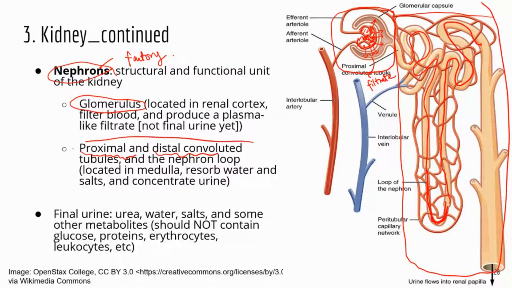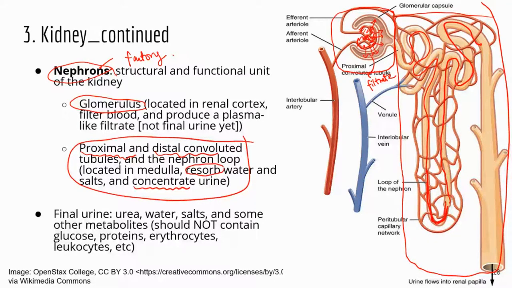All these tubules will reabsorb some of the important things in the initial urine, in the filtrate. For example, they will reabsorb most of the water because water is precious. You do not want to lose too much water through the filtration process. In fact, the glomerulus does take out a lot of water from blood, but don't worry, most of the water will be reabsorbed, and some of the other precious molecules such as glucose will also be reabsorbed. Usually you do not see glucose in the urine.